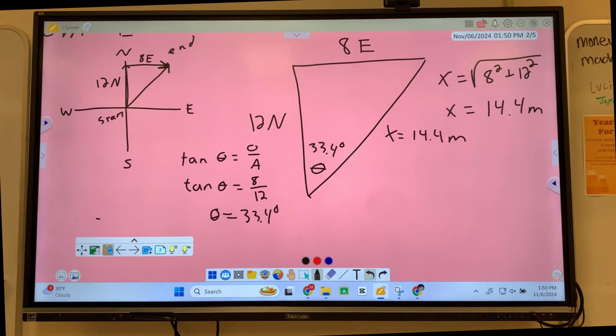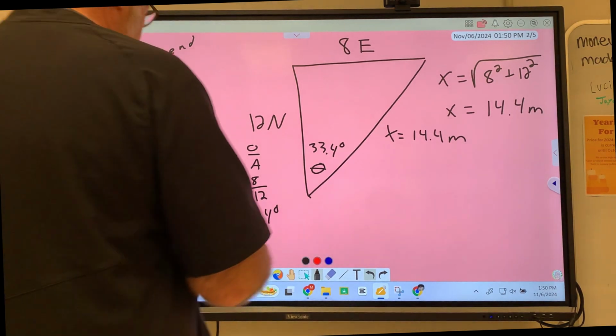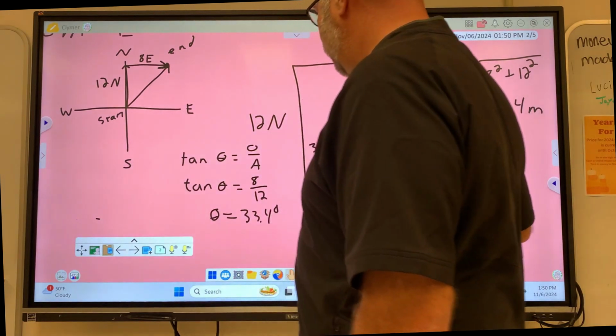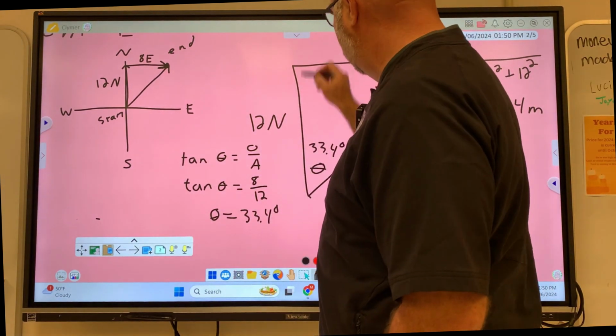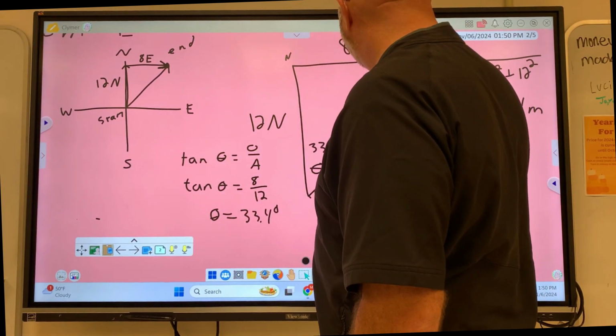Now, here's the worst news. Now we have a good answer, but now how do we describe it? 33.4 degrees northeast? Would that work? How do we accurately describe what we're doing here? Remember, this was north, this was east.